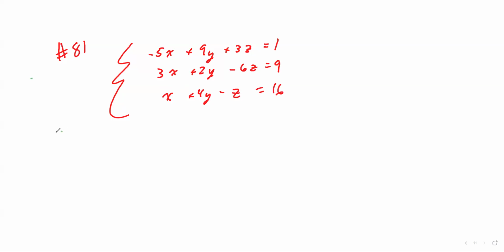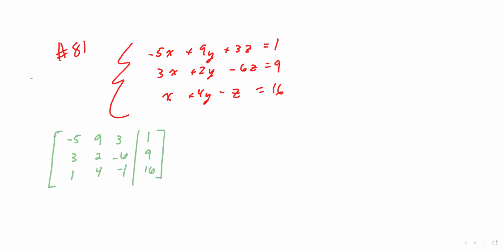So remember, the first step, always the same. We just have more of them. So turn this into an augmented matrix. Make sure it's in the correct order. So this will be -5. Make sure I wrote that all correct. All right. So this is -5, 9, 3, 1, 3, 2, -6, 9, and 1, 4, -1, 16.